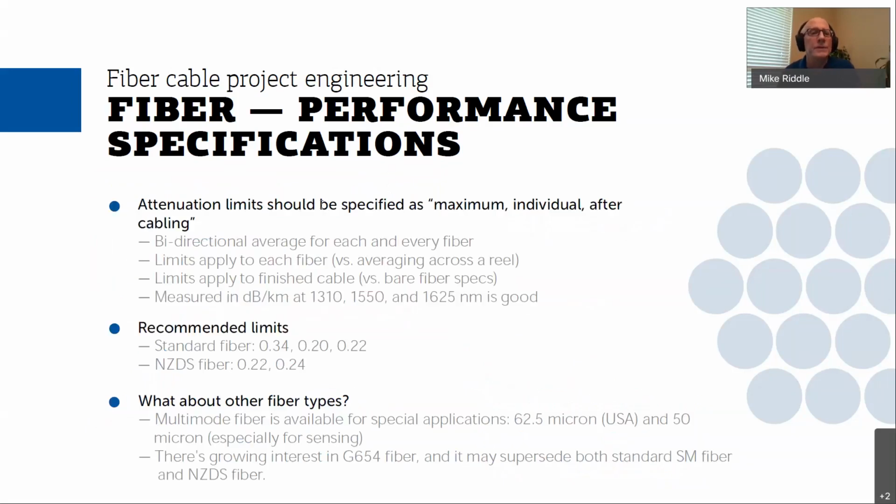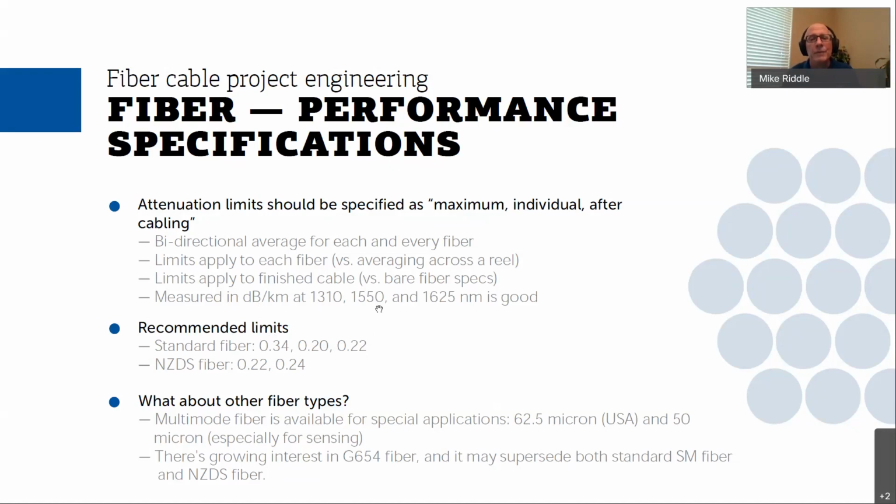Now, when talking about those attenuation limits, as a user, that's really important, and you really should have limits that you specify and hold the manufacturer to. Recommended limits, and these are good limits, doesn't matter who the cable is coming from. Any good company can meet these limits. For that standard low water peak fiber that I mentioned, it is 0.34 dB per kilometer at a wavelength of 1310, 0.2 at 1550, and 0.22 at 1625.